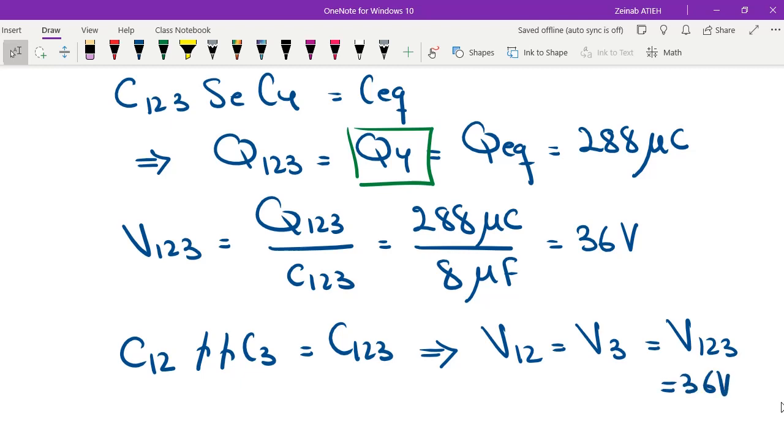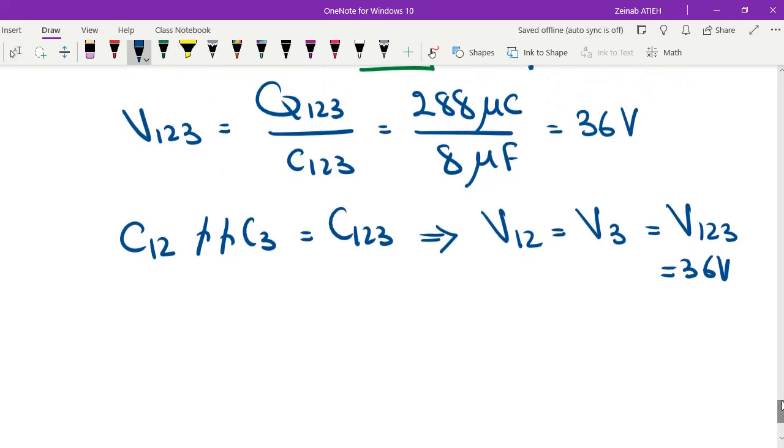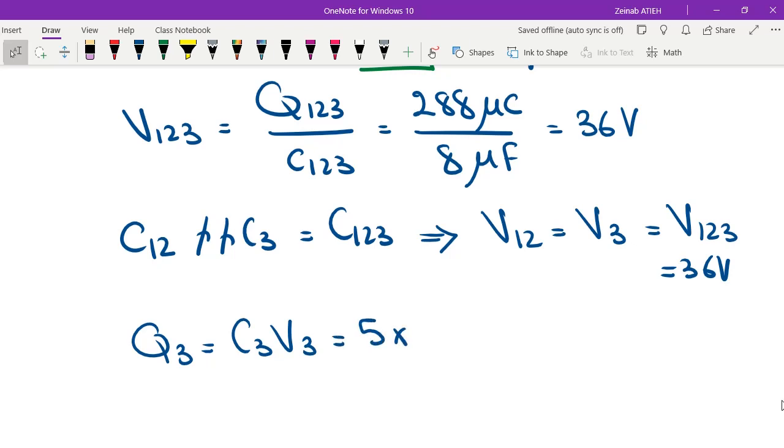Now for 3, I have the voltage, I have V3. From V3 I can find Q3 directly. Okay? So I have V3, I find Q3. Q3 equals C3 V3. C3 was 5. V3 was 36, which is equal to 180 microcoulomb. This way I found Q3.